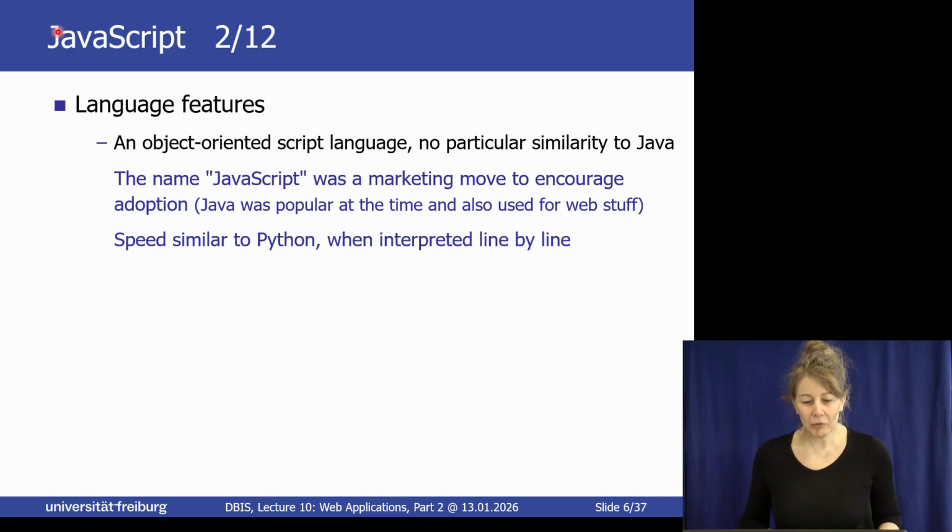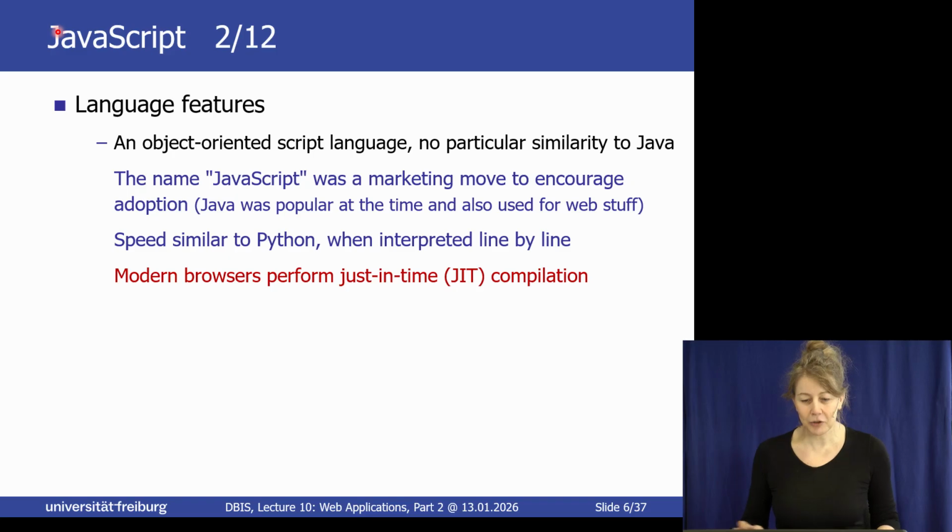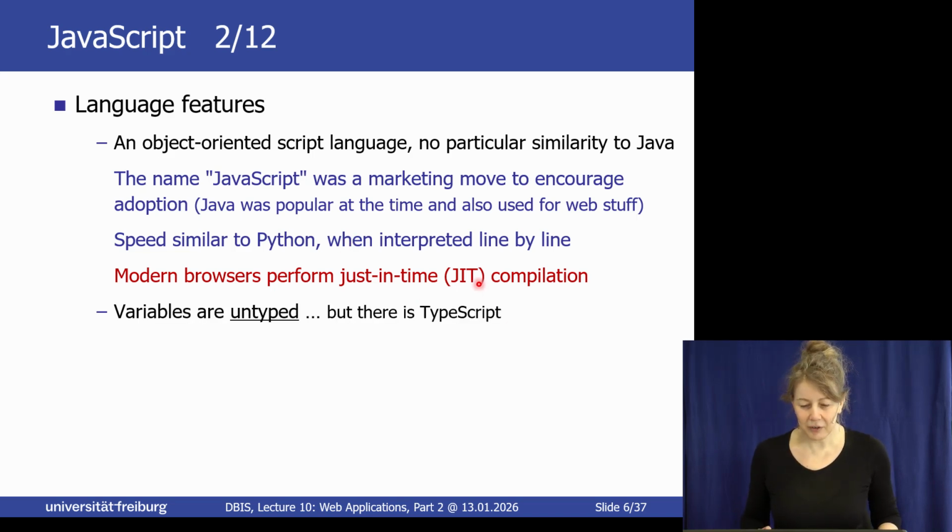Its speed is similar to Python. It's interpreted, not compiled. There is just-in-time compilation, which means if you have code in a loop which is repeated very often, then it will compile that and execute the compiled code, but that's a different topic. So sometimes it works, sometimes it doesn't.